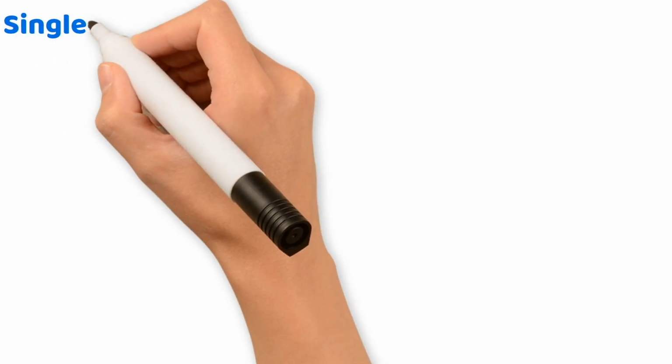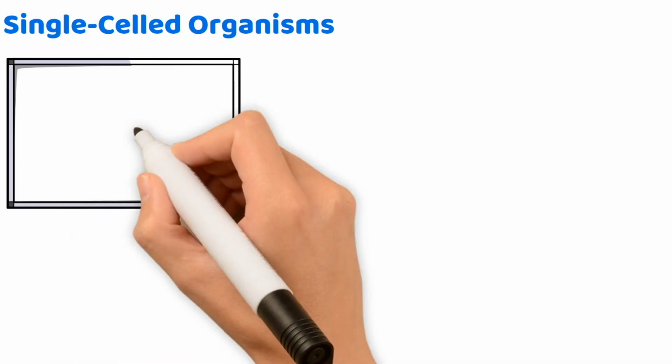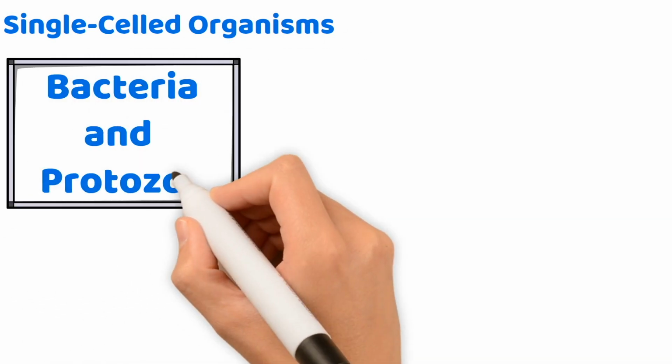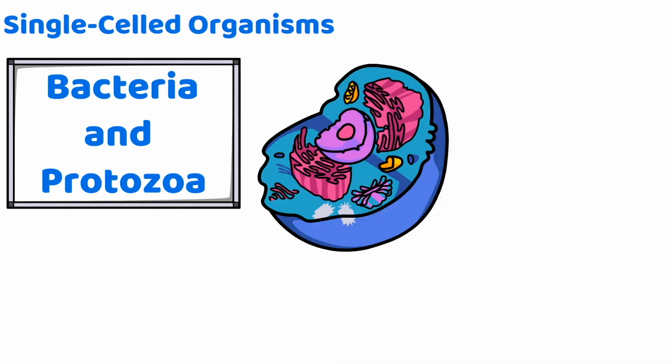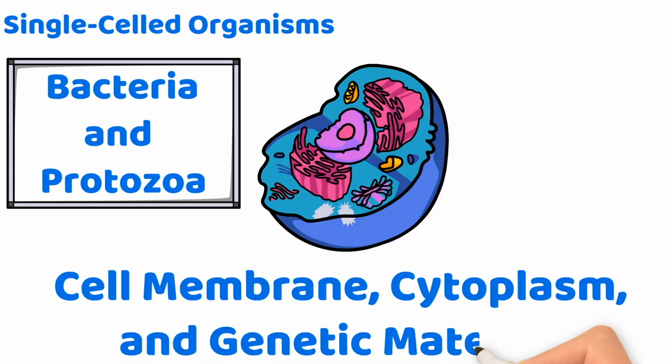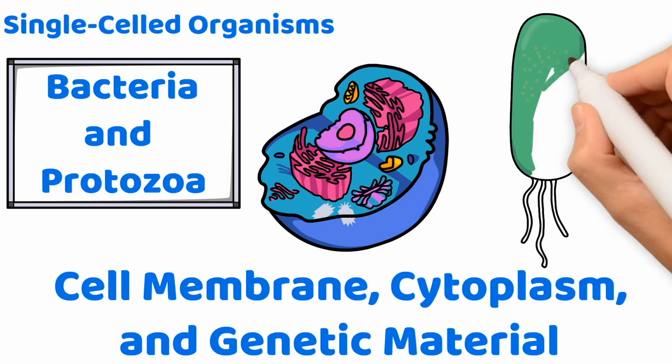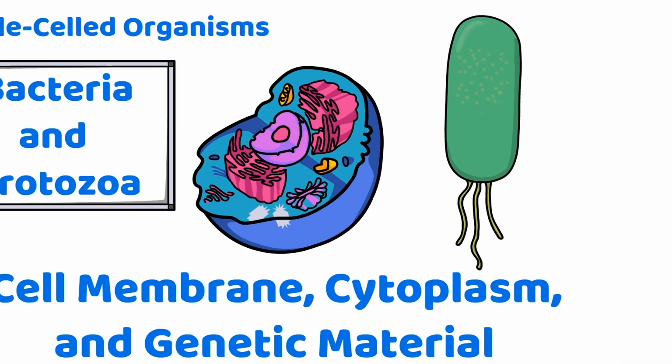Let's explore the structures, functions, and intricate processes that sustain life on Earth. First up, single-celled organisms, the simplest form of life. These tiny powerhouses like bacteria and protozoa perform all life processes within one cell. They have a cell membrane, cytoplasm, and genetic material. Some even sport flagella or cilia for movement.